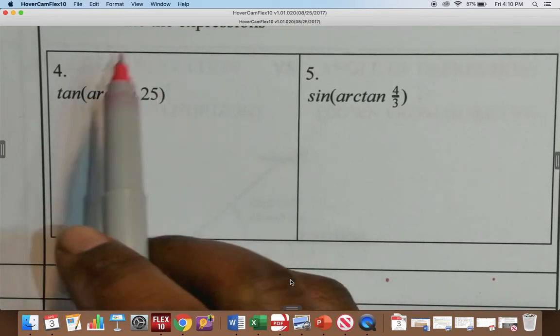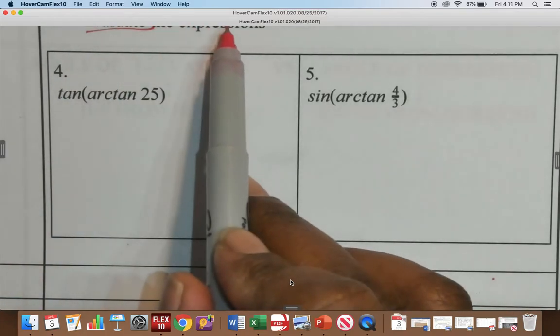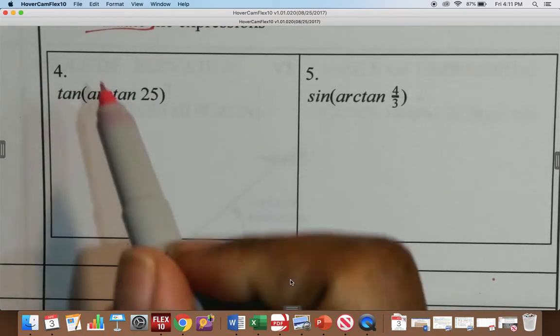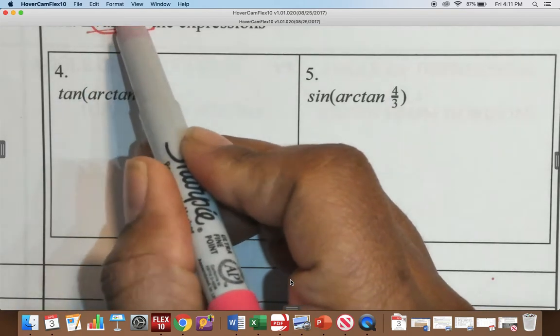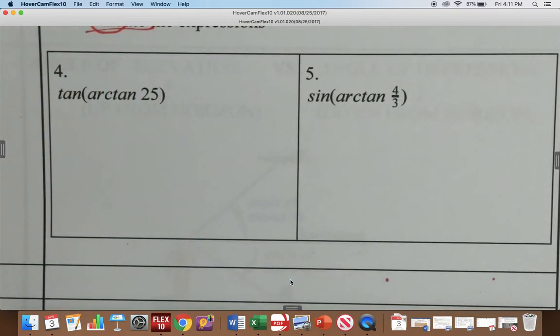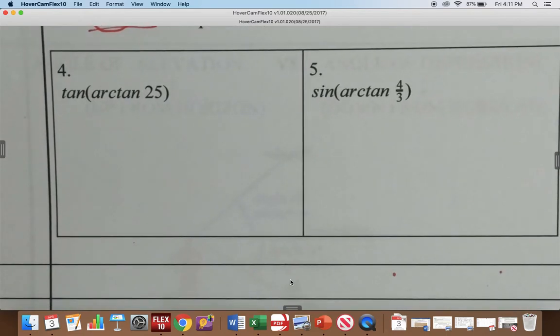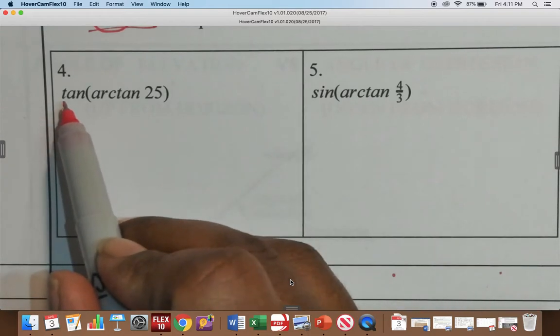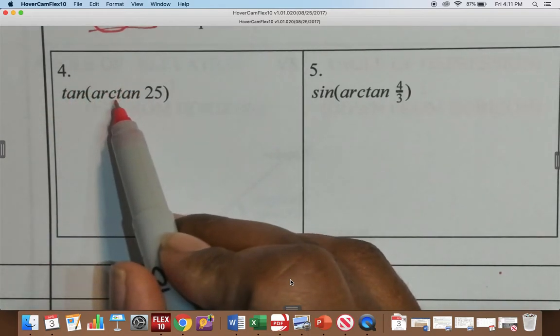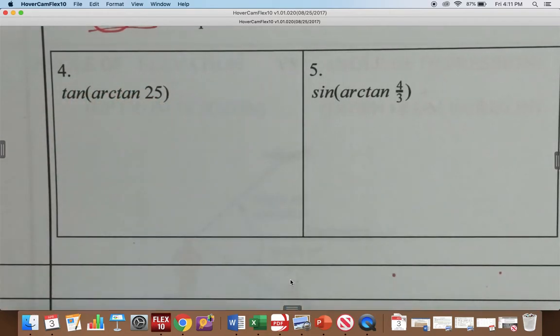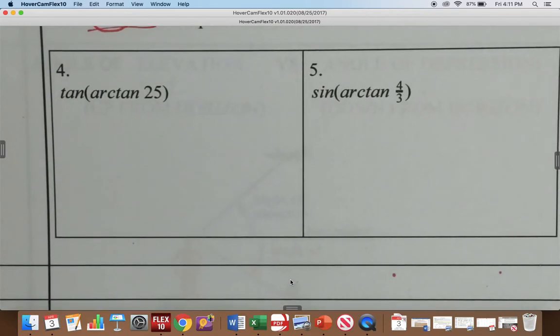Alright, so here it does say evaluate the expression, so that means we should get a value. Right? When we see this word value, evaluate, that means I need an actual value, a number value for my answer. It shouldn't be just an expression, but it should be an actual value. So if I look here at tan of arctan of 25. So we know order of operations, we're going to work in the inner parentheses first and then expand out from there. And this is truly a composition of functions.